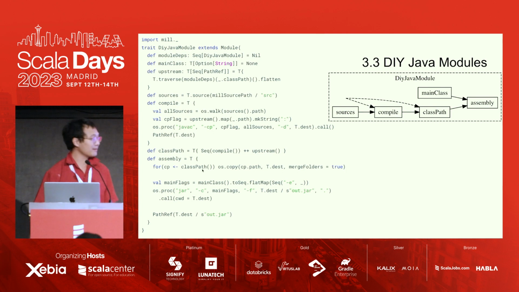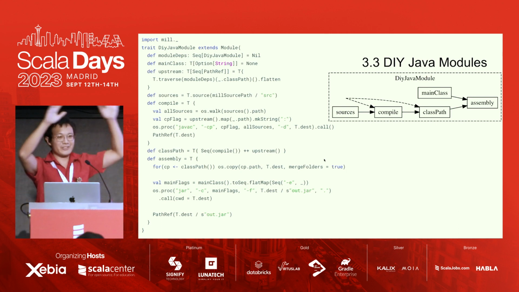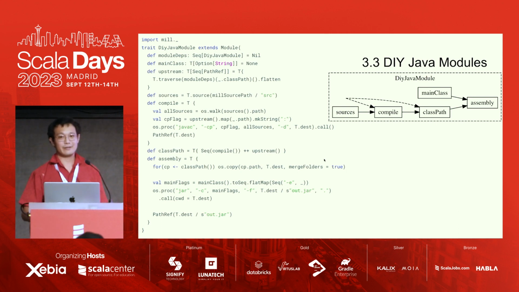Because now we have multiple class path roots, assembly has to loop over all the class paths and merge them together. That's what this line does. For each class path in the class paths, I copy them into the current destination folder and merge them. And that's more or less it. So apart from these few small changes, this is more or less the same as what we saw earlier. Just put in a module trait, and then we can reuse it and wire them together.